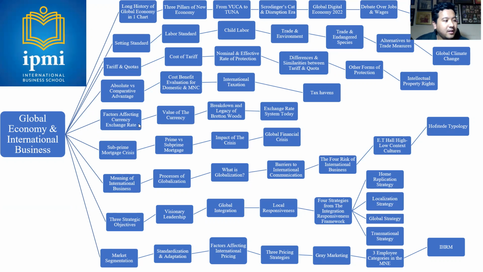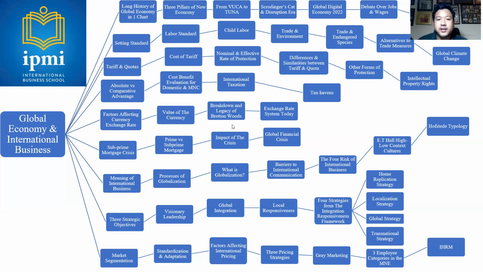And next, we also learn about the factors affecting currency exchange rates based on our previous class that I already explained in the last mind map class. And then there's also the value of the currency. In here, it can be found in the trade surplus, trade deficit, and balance of trade.